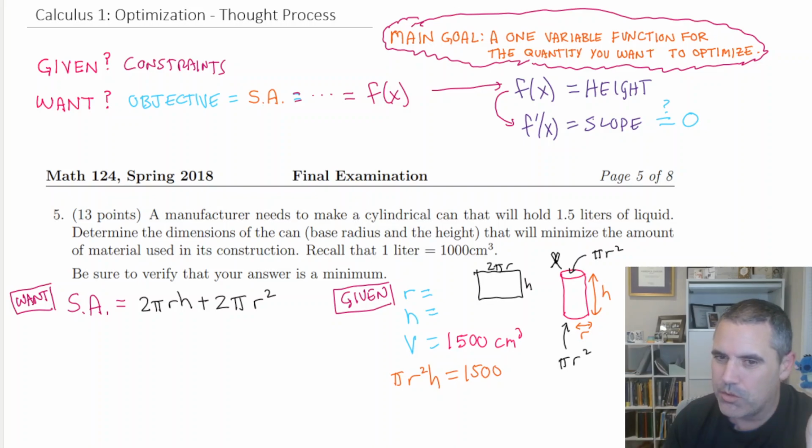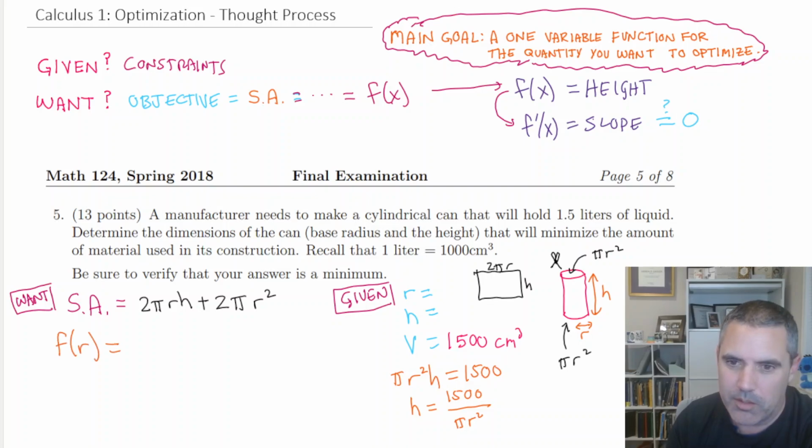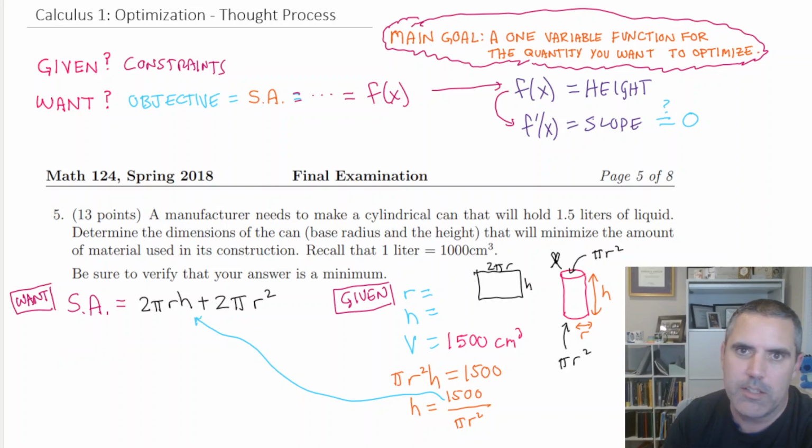So you would have to remember that, but you're not going to take the derivative of that. All of this is towards your guiding principle. So when I look at this, I go, which variable would be easier to get rid of? To me, it looks like h would be easier to get rid of. So I have 1500 over pi r squared. And then we have it. The only variable is going to be r. I'm going to plug this in here. And that will give me a one variable function. And then I'm ready to go.